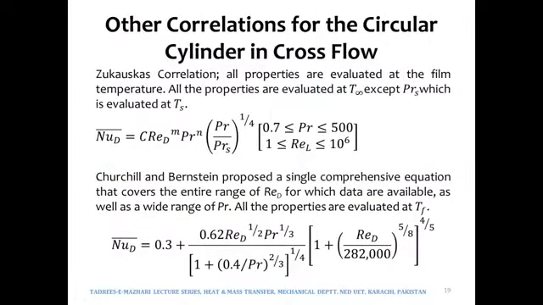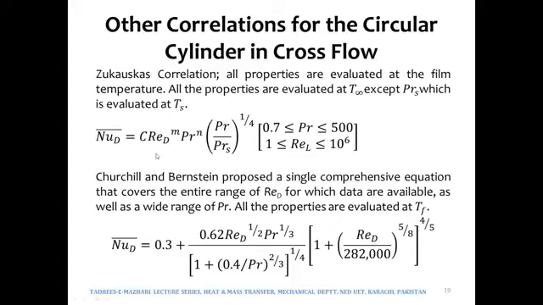Now there is another correlation for finding out the Nusselt number, which is given over here. In this particular expression, the properties are evaluated at the film temperature. So film temperature is the mean temperature of Ts and T infinity, and all the properties are evaluated at T infinity, except Prandtl number, which is evaluated at Ts.